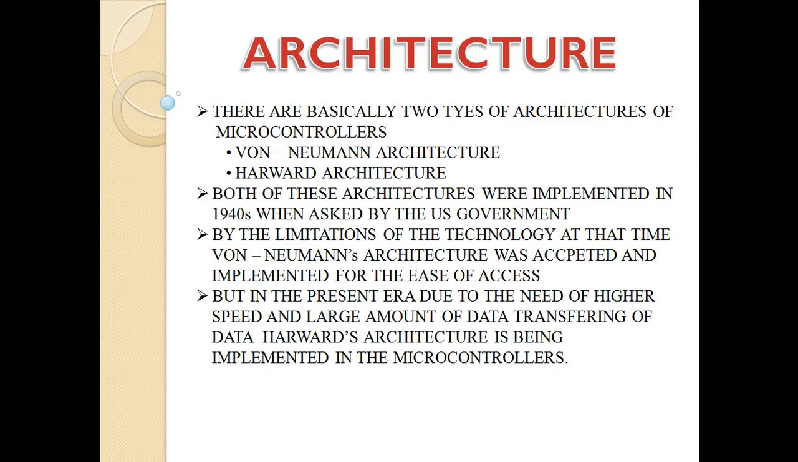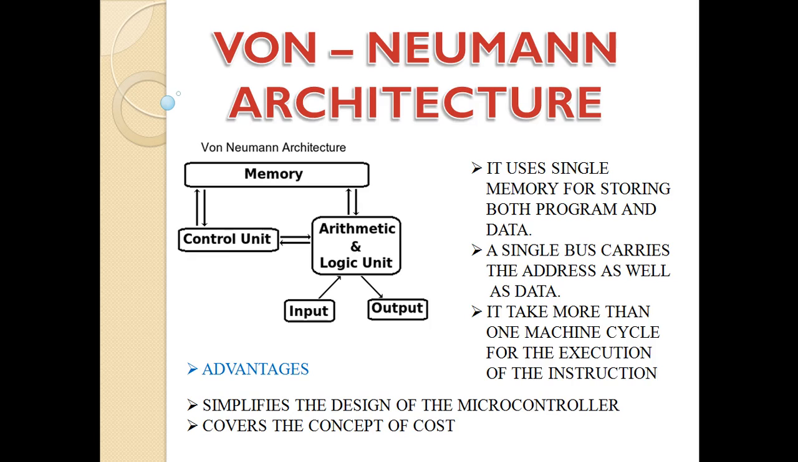Talking about the architectures, we all might be knowing, but those who don't, there are two types of architectures. One is von Neumann architecture and the other one is Harvard architecture. During the war in 1940s, the US government asked two persons to develop such a thing, but due to the limitations of the technology at that time, von Neumann's architecture was accepted and implemented. But due to the higher speed needs and large amount of data transferring required, Harvard's architecture is implemented in the present era, where data and instructions are carried upon and stored in separate memories, which wasn't the case of von Neumann's.